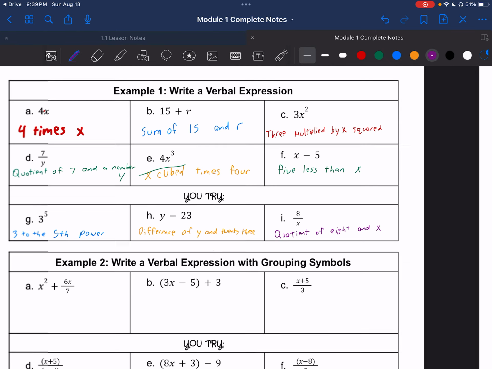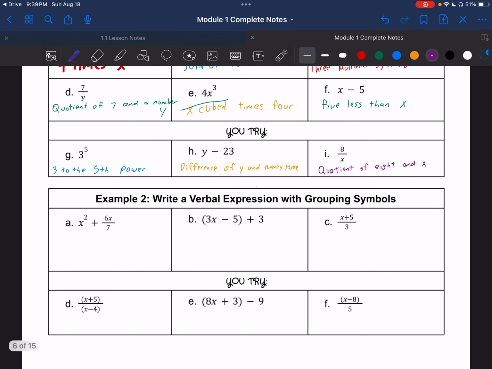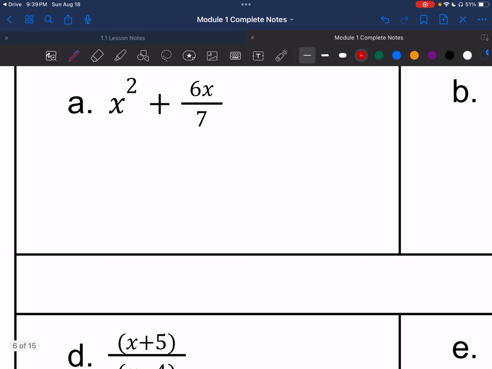All right. We are going to move on to our second example in this section of the text, and it is example 2, write a verbal expression with grouping symbols. So these are going to be a little bit wordier as we look at them. So the first one, we have x squared plus 6x over 7. So how can we say that, not the way I just said that? How can we say it, explaining the mathematics that we are doing?